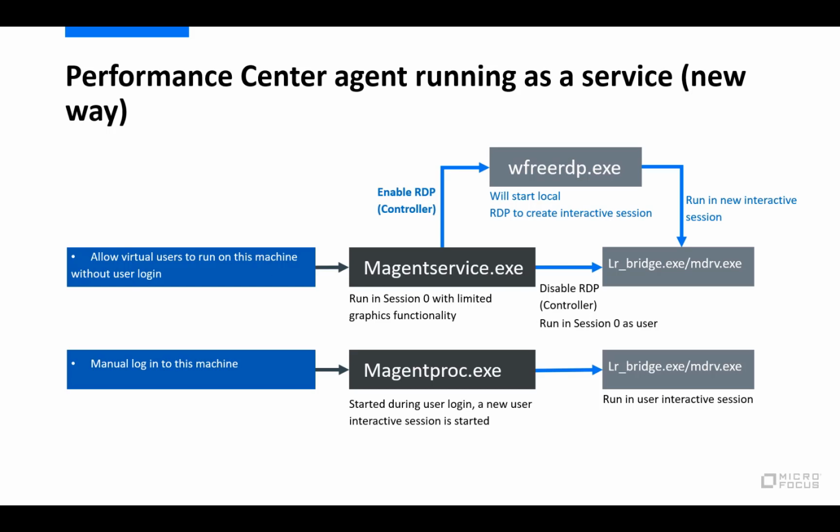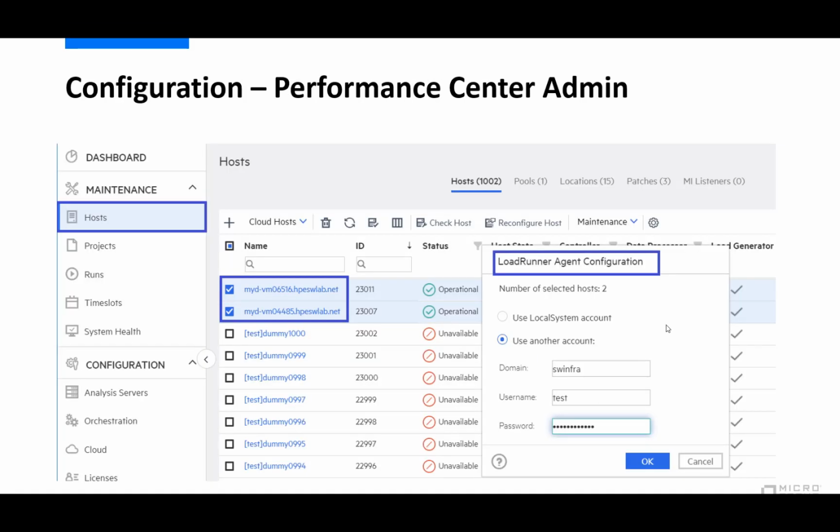If you will use the Enable RDP feature, what will happen behind the scenes is that the Performance Center agent service will start a self-local RDP session on the load generator and will run lrbridge.exe and mdrv.exe inside this session, enabling thus to run graphical user interface V-users in an interactive session. Of course, if you do not use the new Enable RDP feature, the former functionality of the agent is still available. To activate the feature, one will need to do two simple actions.